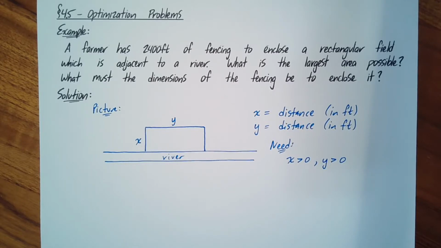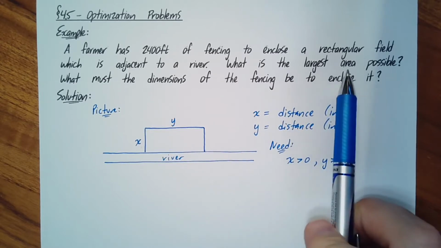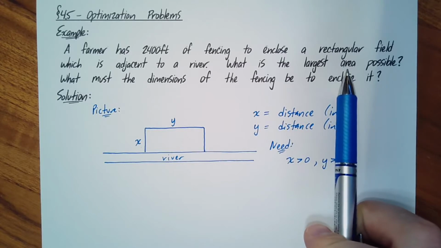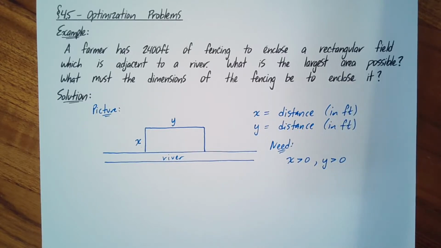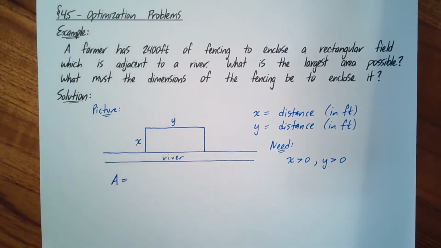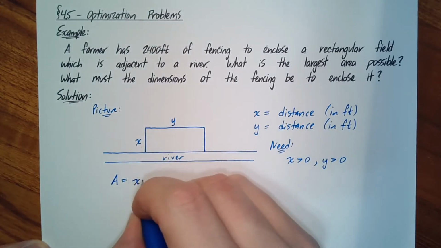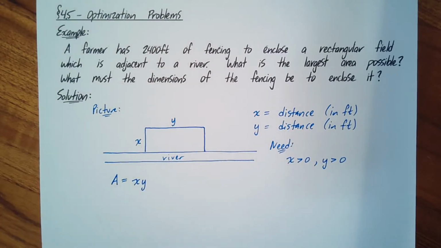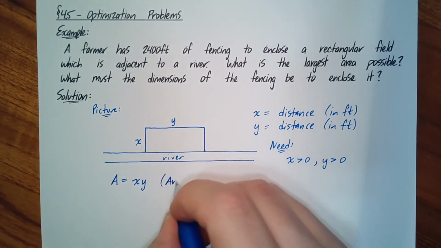Some other things that we can talk about, first of all, area. We should talk about the area, because that's the central theme of this question: what is the largest area possible? Let's write down A for the area. And we can also write down a formula for it, because the area of this rectangular field is going to be the product of the two dimensions. So A is going to be equal to x times y, and I'll just mention that that's area.